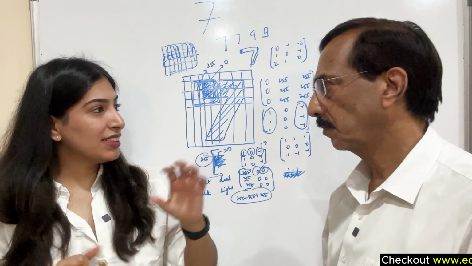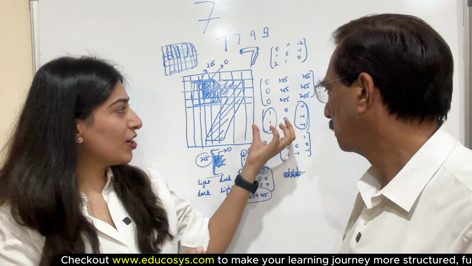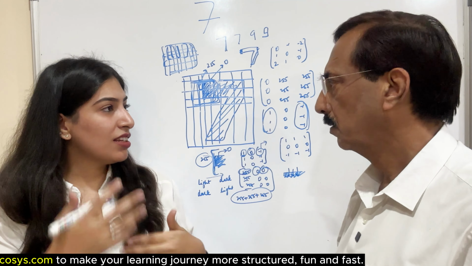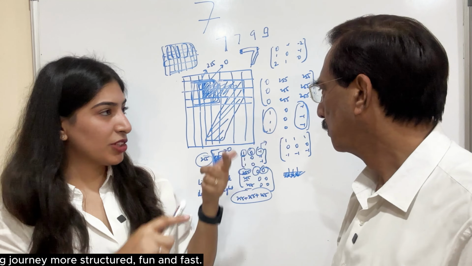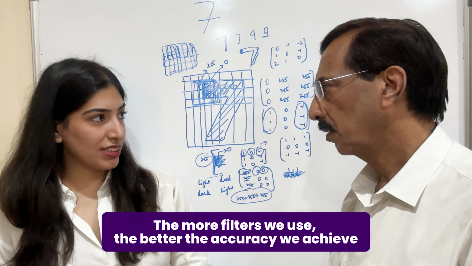But you understand how detection is working, right? Now you have made small patterns. So you just have to understand. See, the more filters that you have, like right now I'm able to detect vertical edges, horizontal edges, circles and all of this. So the more filters I have, the better the accuracy.